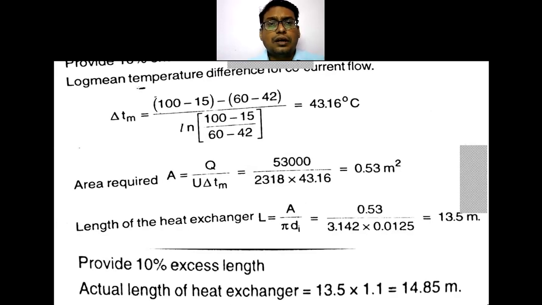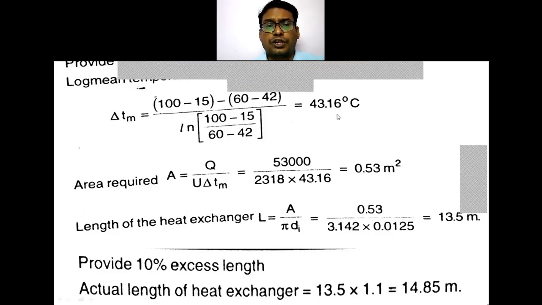Then the log mean temperature difference for the co-current flow. We have done it for the counter current flow. It is not mentioned in this numerical whether it's a co-current flow or a counter current flow. So we are doing the calculations for the counter current flow also. The rest of the calculation related to the heat transfer coefficient will be the same.